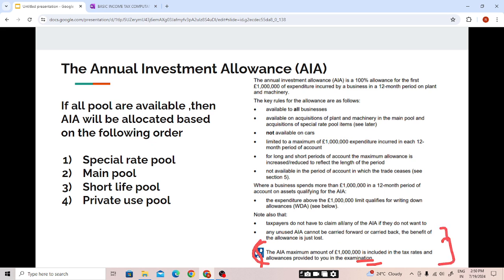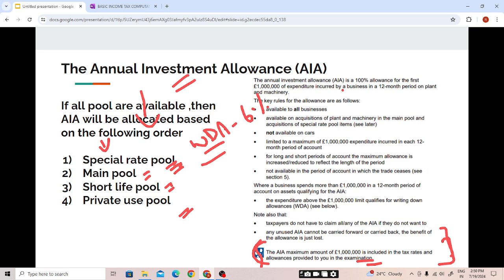This will be provided. Now students, when we use the AIA, we need to follow this order. First, the AIA will be allocated to special rate pool items, main pool, short life pool and private use pool. Why? First, the AIA will be allocated to the special rate pool, students, because the WDA is 6%. WDA means writing down allowance.